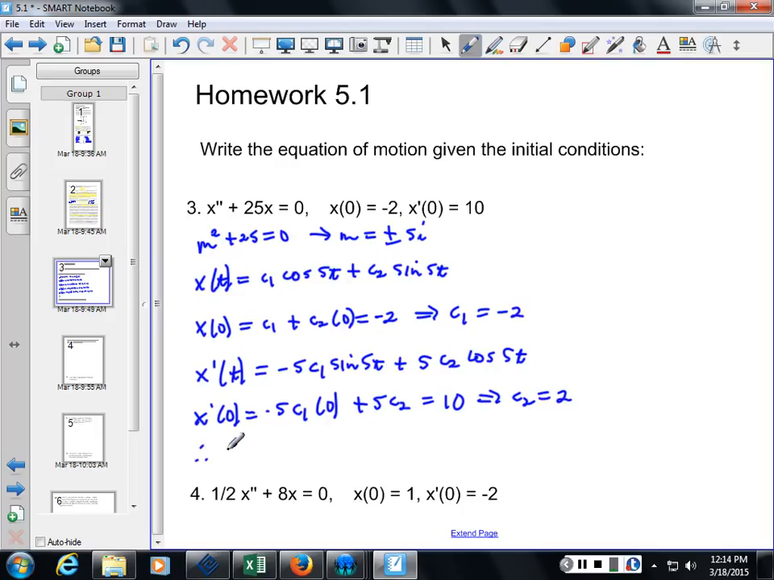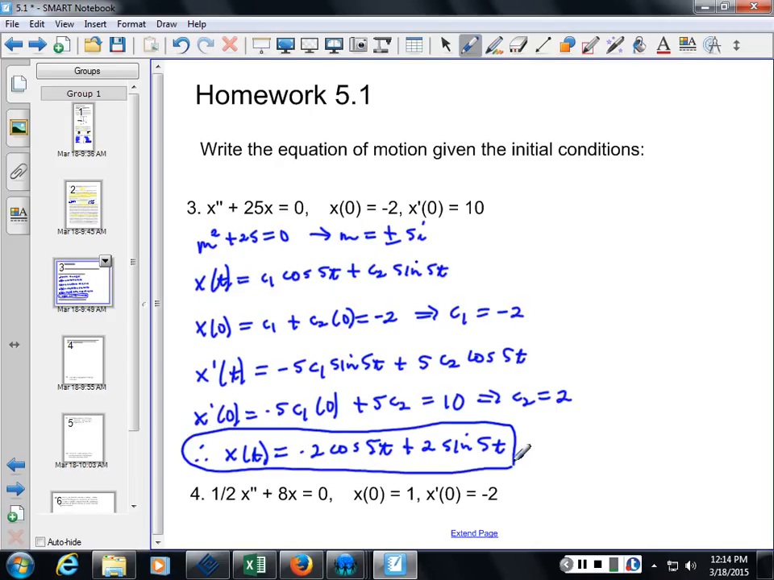Well, you can write the equation of motion now: x of t is equal to c sub 1, that's negative 2, times cosine 5t, plus c sub 2, that's 2, times sine of 5t. Okay. That's pretty straightforward, right? Now, quickly, just give me 1 minute.